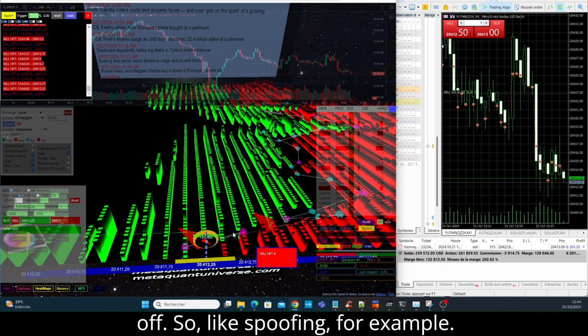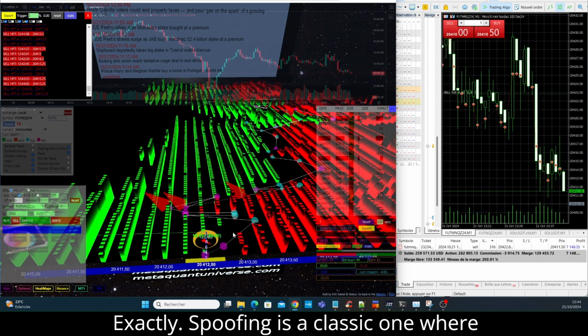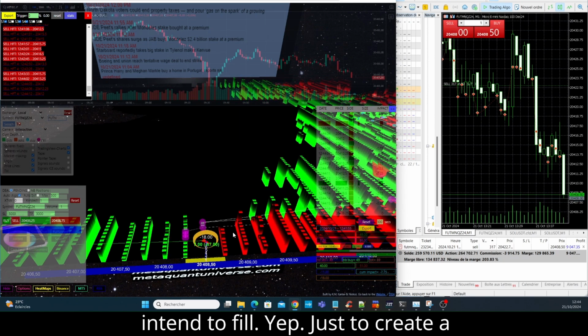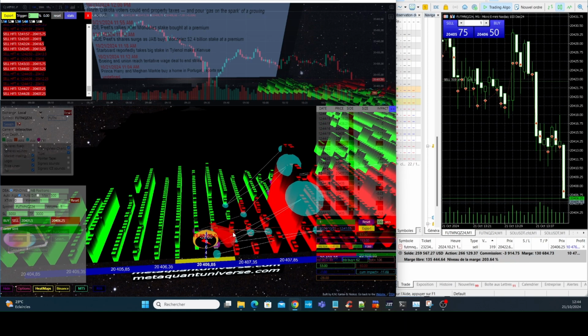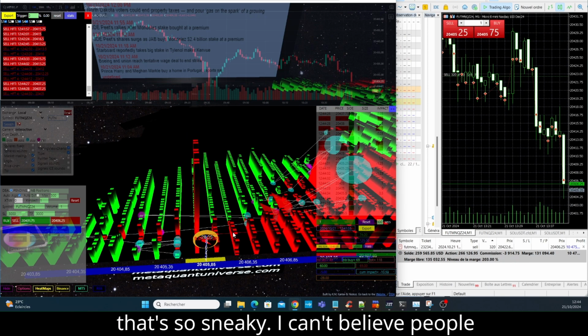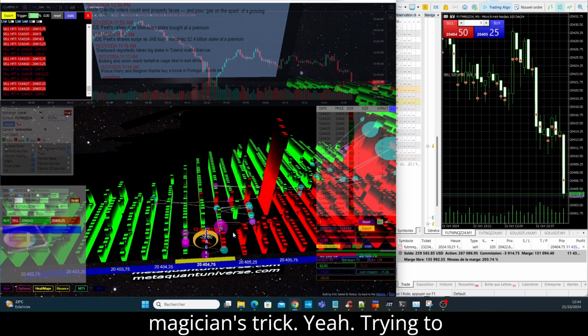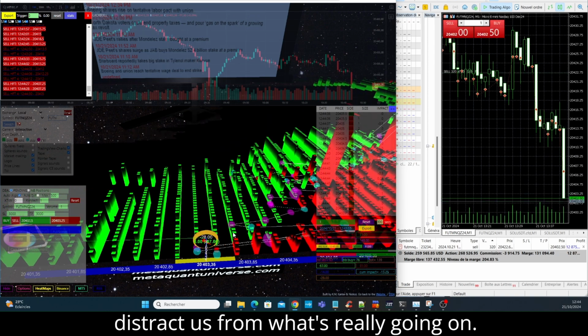So like spoofing, for example. Exactly. Spoofing is a classic one, where they place big orders that they never intend to fill, just to create a false sense of demand or supply. Wow, that's so sneaky. I can't believe people do that. Oh, they do. It's like a magician's trick, trying to distract us from what's really going on.